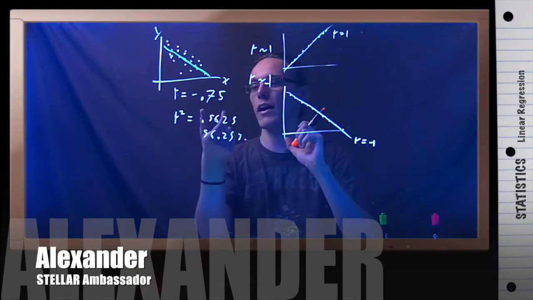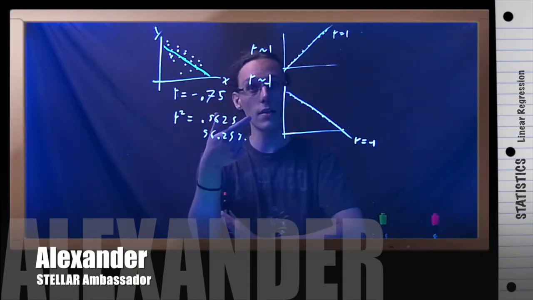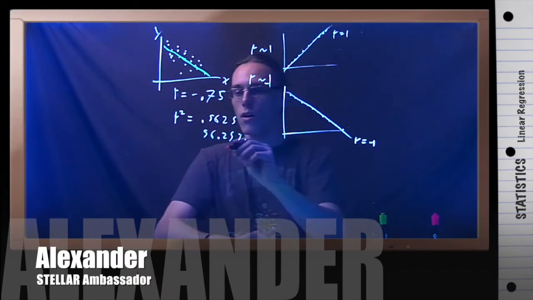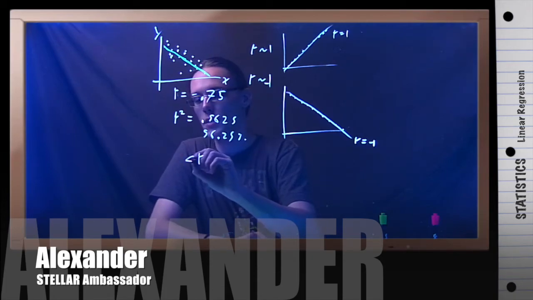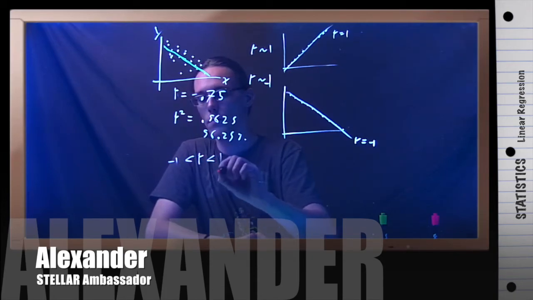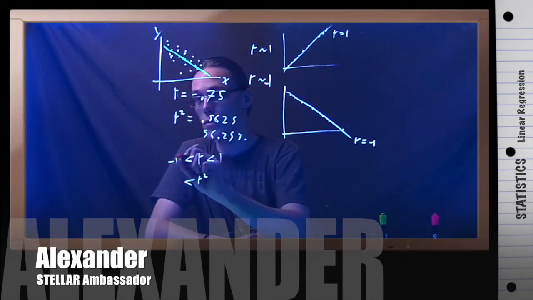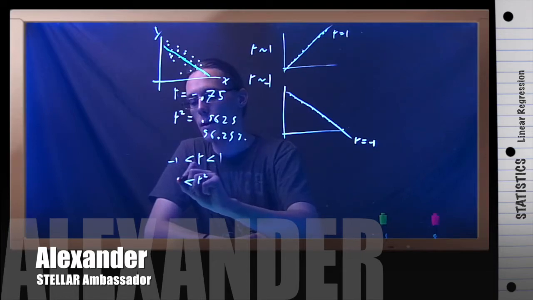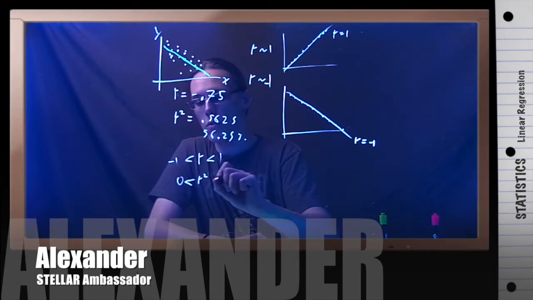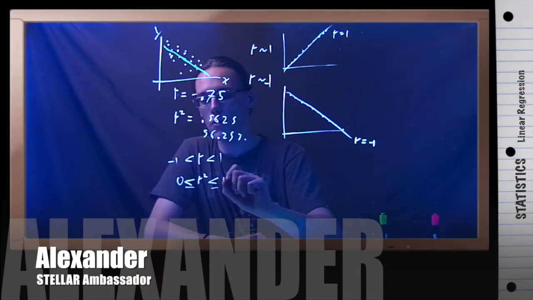Now notice that if I have a negative number and I square it, it becomes positive. So since R is always in between -1 and 1, when I square it, R squared is always greater than 0, because when I square a negative number, I get positive. And it's always less than or equal to 100%.